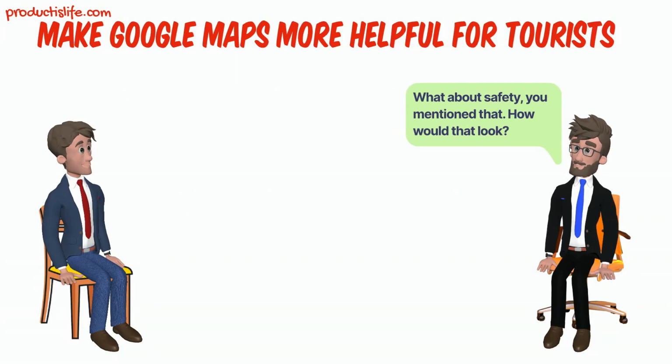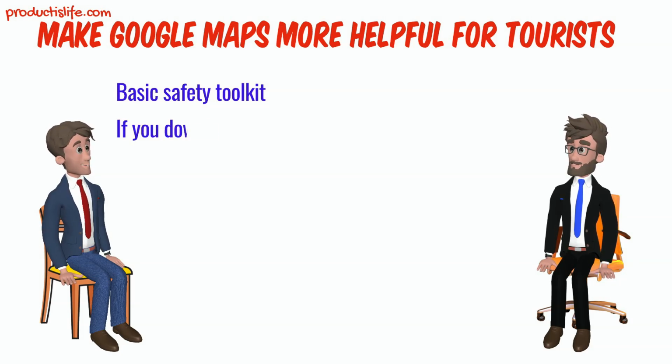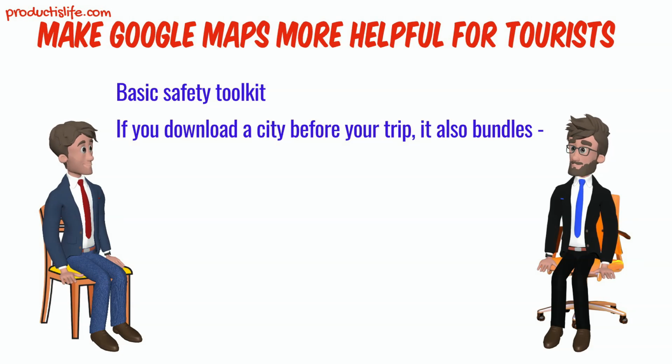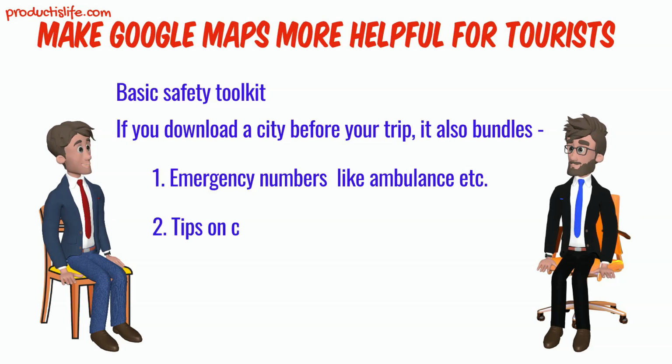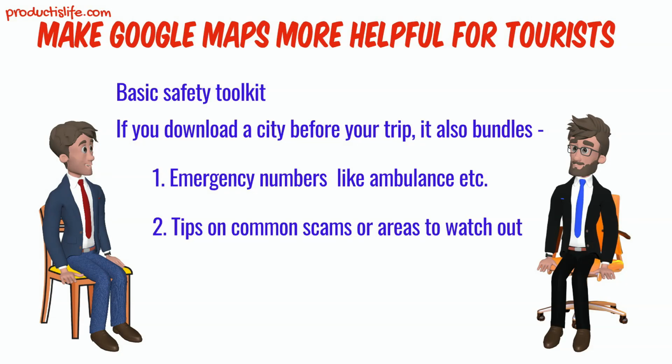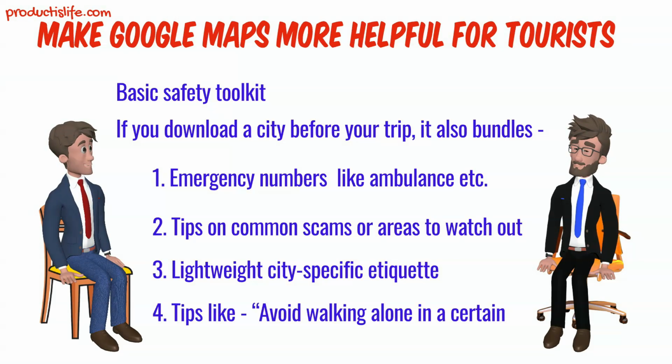Makes sense. What about safety? You mentioned that. How would that look? Yeah, I would include a basic safety toolkit right inside the offline pack. So, if you download Delhi before your trip, let's say, it also bundles emergency numbers like ambulance, nearest embassies, police hotlines, tips on common scams or areas to watch out for pickpockets. Maybe even lightweight city-specific etiquette like dress code for temples and tips like avoid walking alone in a certain area at night.